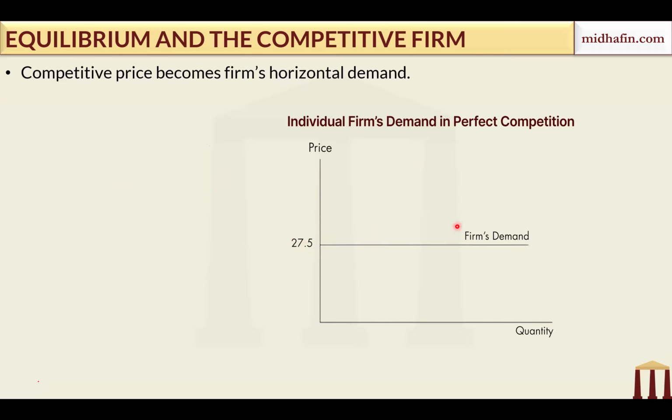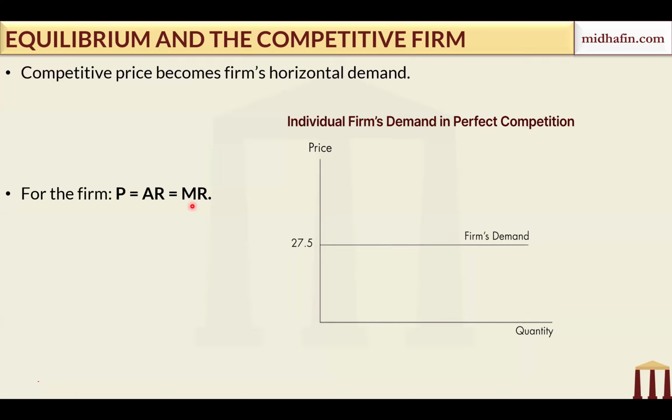The firm's demand is actually horizontal at 27.5. Now it is important to understand that for this firm, price will be the same as average revenue, which is the same as marginal revenue. And again, this is in continuation with whatever we have done earlier.